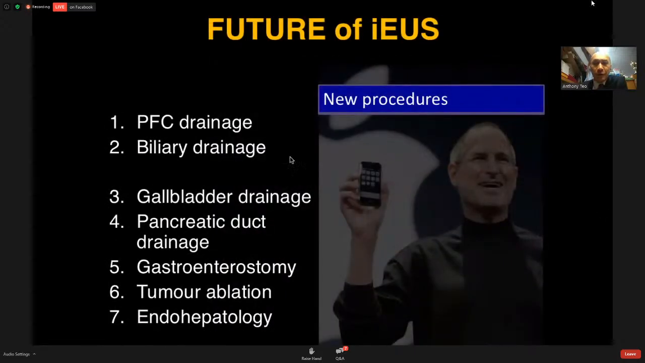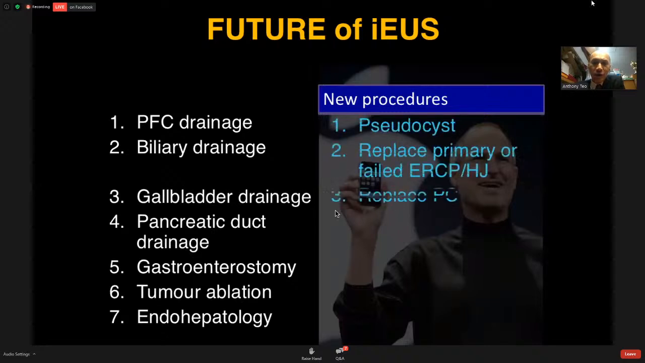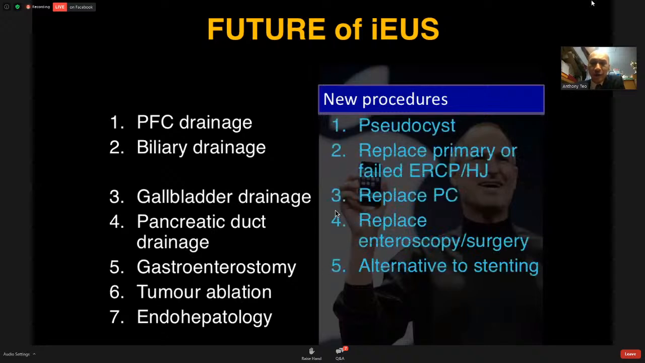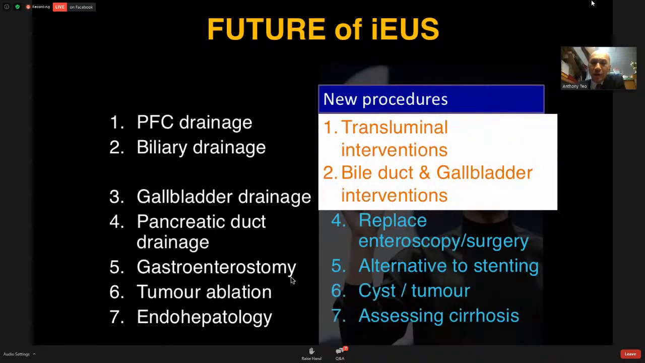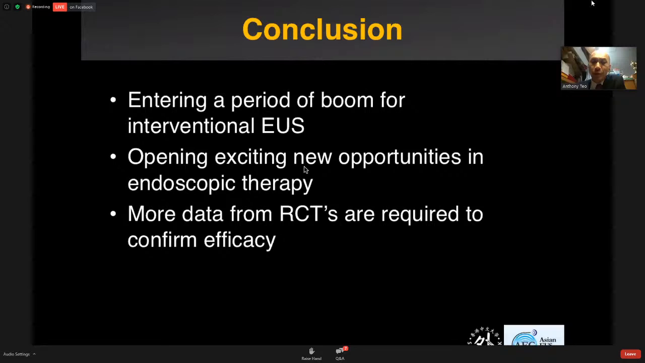So in terms of the future of interventional EUS, many new procedures are coming out, including GJ, tumor ablation, and portal venous interventions. So I think we are entering a period of boom for interventional EUS. There are many exciting new opportunities, but of course we will need more data from randomized trials to confirm the efficacy. So thank you for your attention.